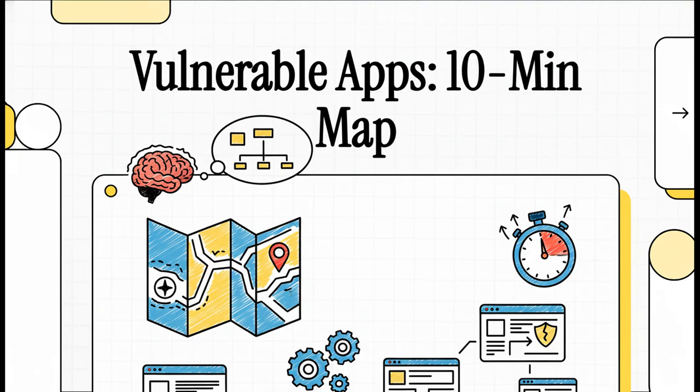Okay, let's just dive right in. We all want to get better and faster when we're testing web apps, right? But what if the secret to speeding up isn't about fancier tools or some crazy new payload? What if it's all about a simple 10-minute map you create before you even start poking around? Well, in this explainer, that's exactly what we're going to unpack.